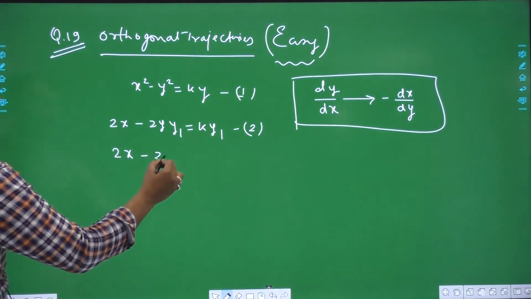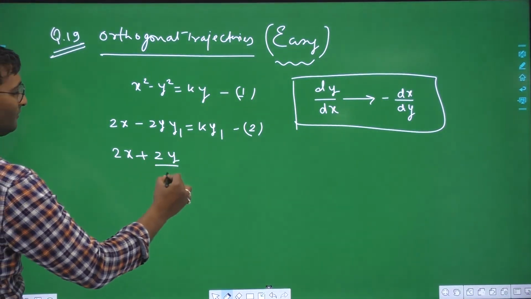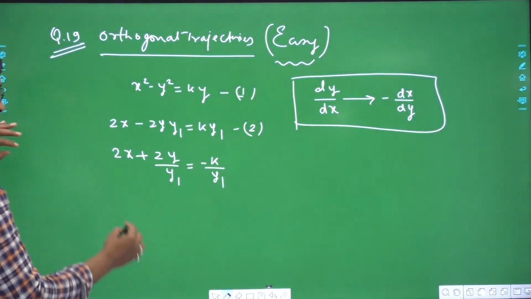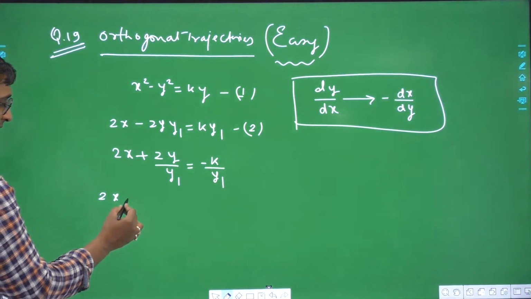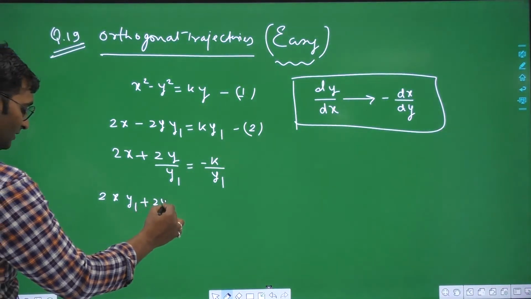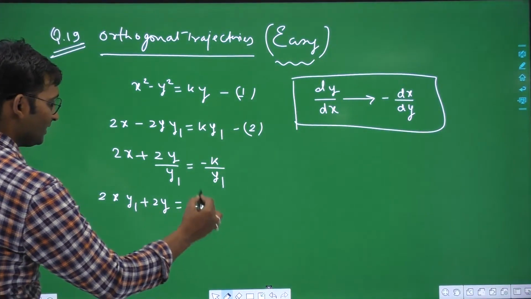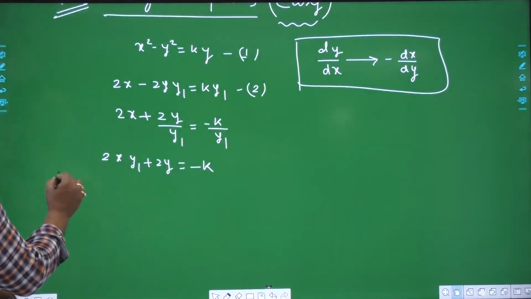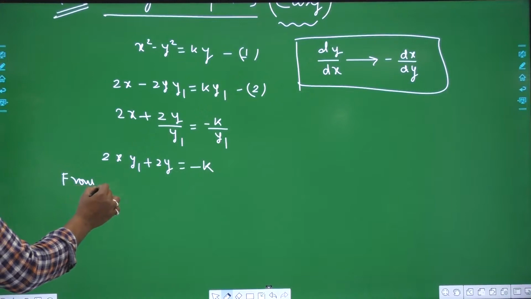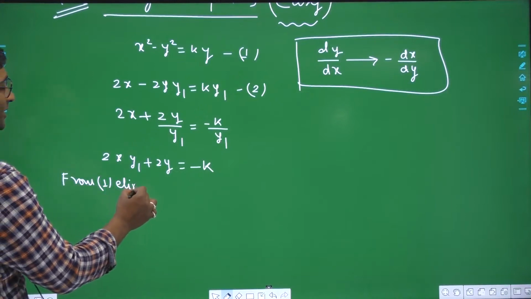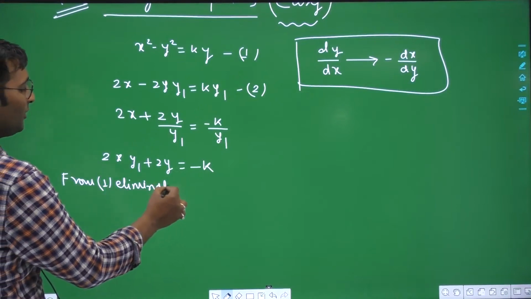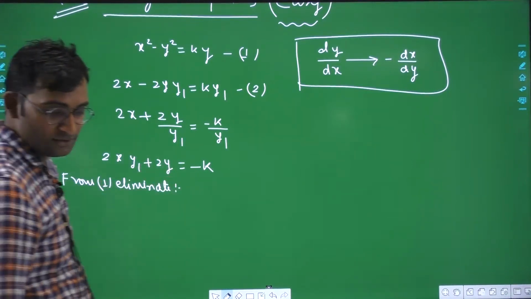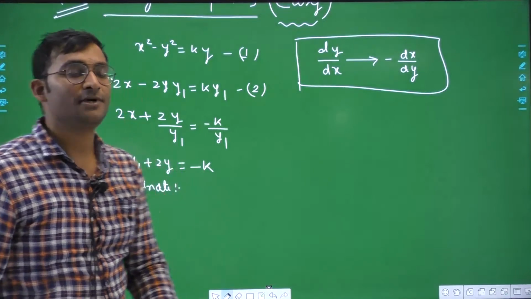So minus 2x plus 2y divided by y1 is equal to minus k divided by y1. So at the end, what you're getting is 2x into y1 plus 2y is equal to minus k. And from equation 1, you can replace k. Eliminate k, because k is one point that you are not able to find how to go about, since in all the options you are not having k. So let us eliminate k. So how to kill k?